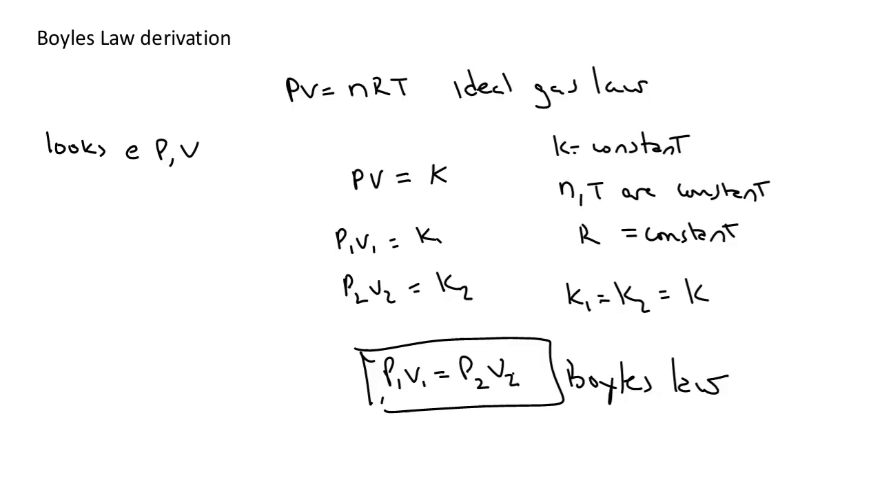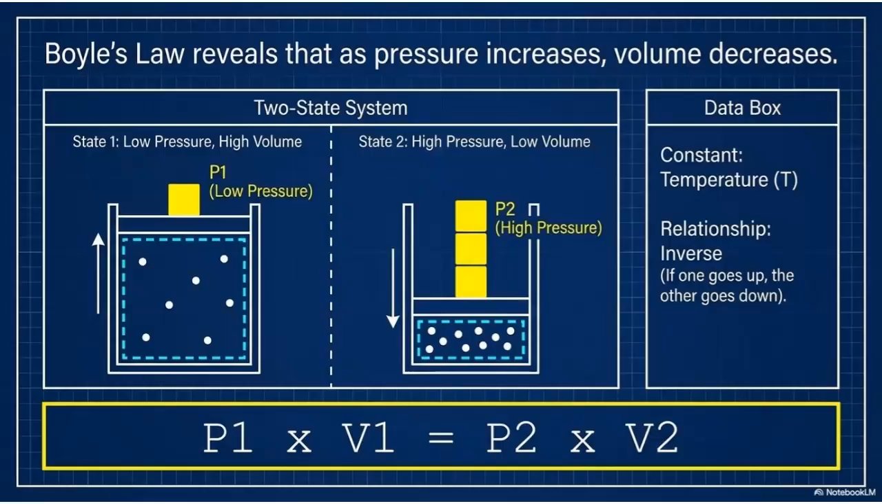So now that we have derived Boyle's law, let's look at it a little more. What Boyle's law says is that as the volume increases, pressure decreases. As the pressure increases, volume decreases. It is an inverse relationship. If one goes up, the other one goes down.